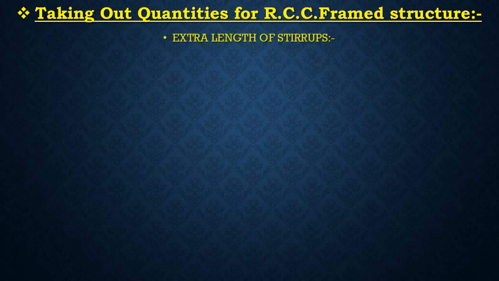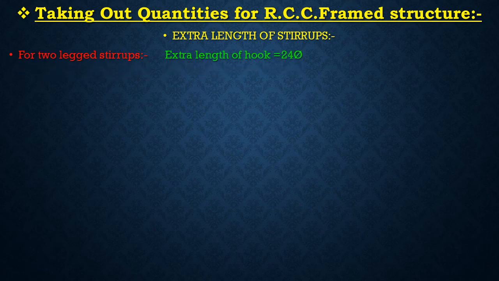Then we are going to calculate the extra length of stirrups. But before we start, we need to know what are stirrups. The transverse reinforcement provided in a column is called ties, and the transverse reinforcement in a beam is called stirrups. But on site we usually call both stirrups. The prime reason for providing the stirrups is for shear requirements and to keep the longitudinal bars in position. Then extra length for two legged stirrups.